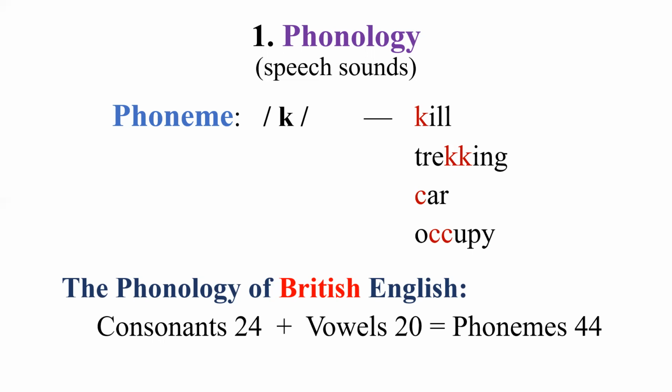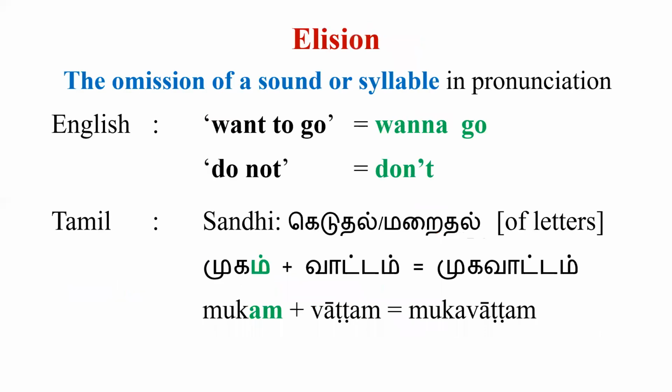Letters, we can go for one or two, K or double K or C or double C in English. But all these letters represent only one phoneme. It is K. So in the phonology of British English, we have 44 phonemes. Today we are not going to look at all the 44 phonemes, but instead we look at a concept under phonology. But even this could be a question: how many phonemes are there in English, especially British English? The answer is 44.